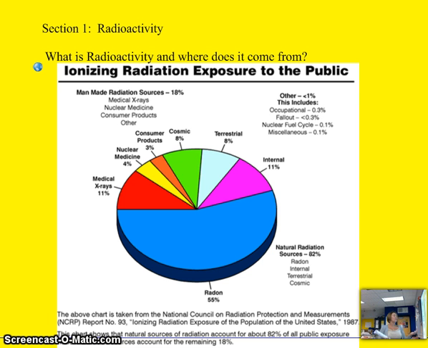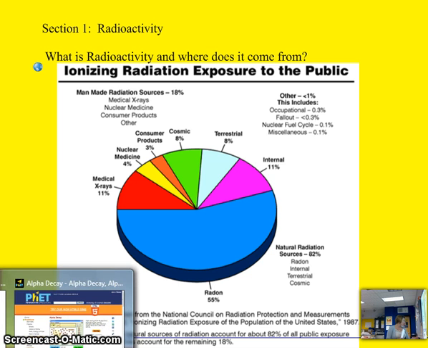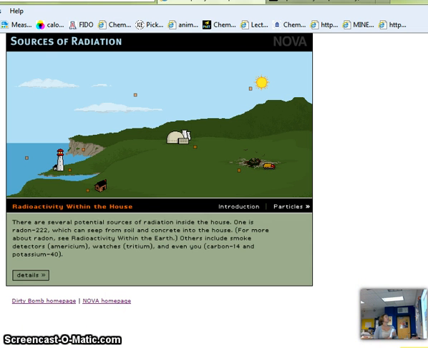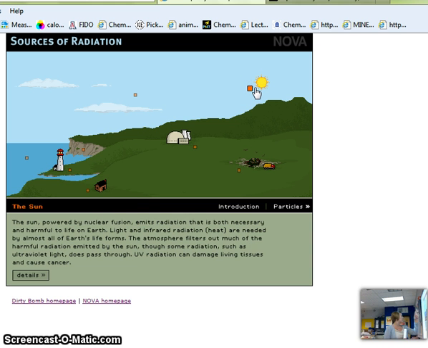Where does it come from? Well, you're exposed to radiation in your everyday life. And if you take a look at this little animation, this is from NOVA. This will tell you where there is radiation in your environment. So if you click on each of these little things, it'll tell you that the sun emits radiation.